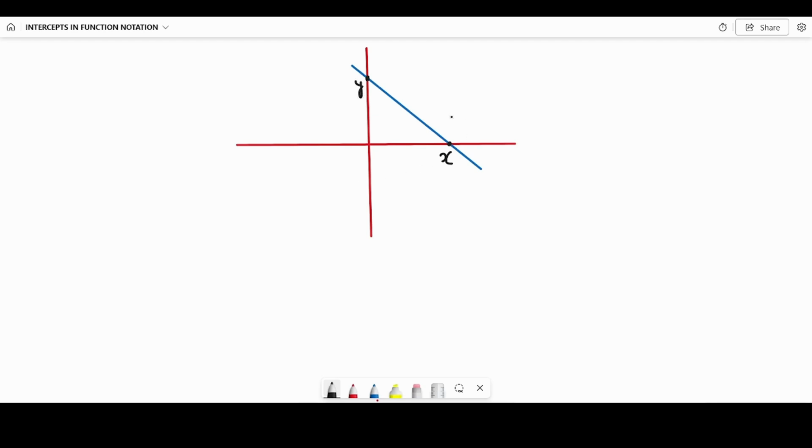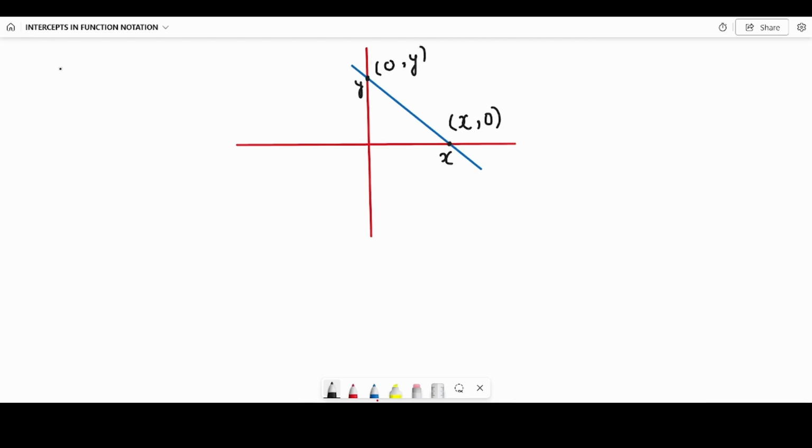In ordered pair, x-intercept is written as x, 0. And you can see here that the y coordinate is always going to be 0 since this point is completely lying on the x-axis. In the same way, the ordered pair for y-intercept is 0, y. Here, the x coordinate is always 0 since this point is completely lying on the y-axis.